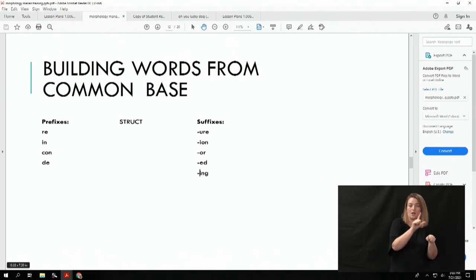That struct right there can't stand by itself. There are some Latin roots that can stand by themselves, but in this instance, struct cannot stand by itself. It's called a bound morpheme, and it needs either a prefix or a suffix or both to be a word, okay?